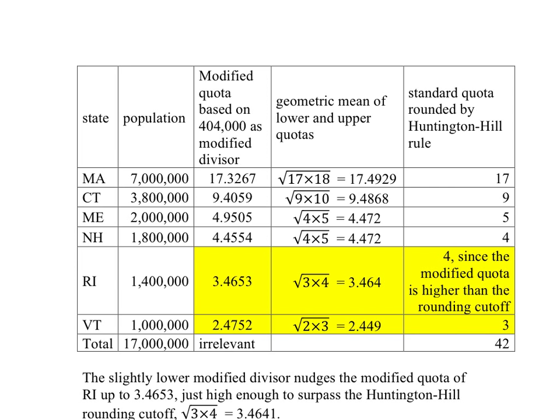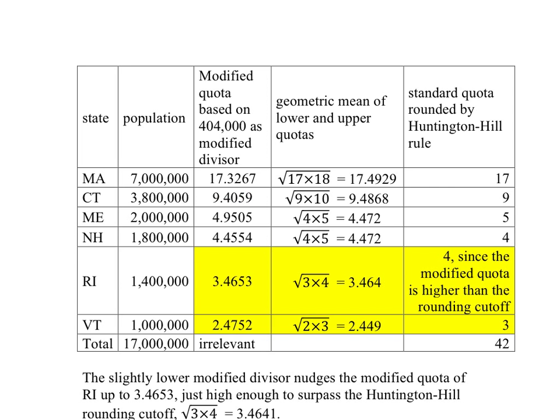Here, Massachusetts has a population of 7 million. When we divide that by the modified divisor of 404,000, we get this modified quota, 17.32 something. Since it is 17 point something, the rounding cutoff will be the square root of 17 times 18, so the lower and upper quotas of this number. And that turns out to be 17.49. This is clearly lower than that, so we round down to 17.